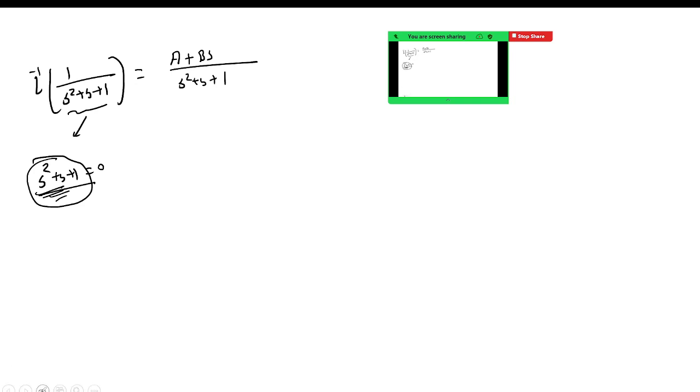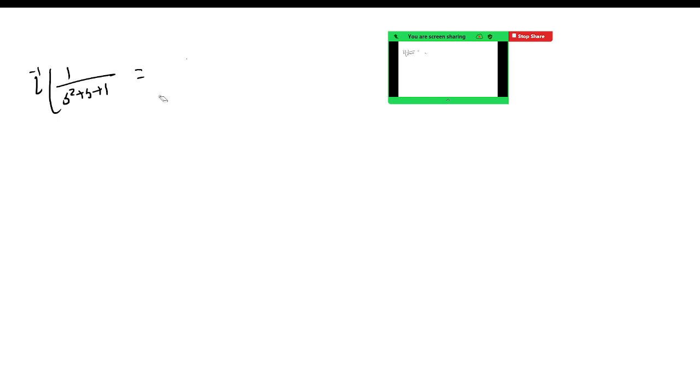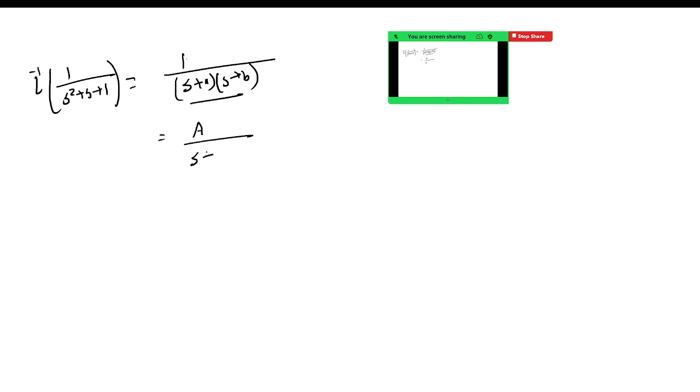Or it's better, you can write, if you want to calculate the Laplace transform of this particular function, I can write 1 upon (s plus a)(s plus b), right? And you can calculate the values of A and B finally. After that, you can write A upon s plus a plus B upon s plus b, right?